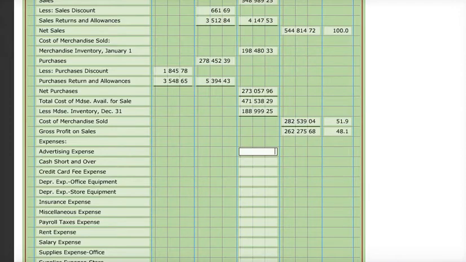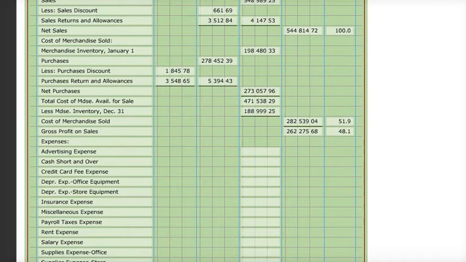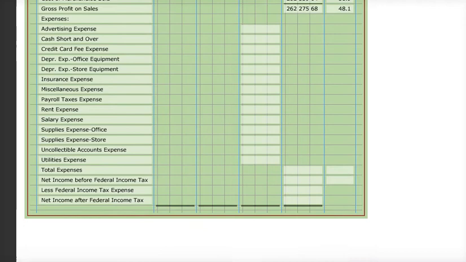Moving along, down to the bottom, we're going to talk about expenses. Same thing, we're just taking all of our numbers from prior and filling out our expense column. Advertising expense on my worksheet, also on the income statement, straight down the list is 9320, followed by my cash over and short is 5.27. Credit card fee expense, 9454.45. Depreciation office equipment, 4260.